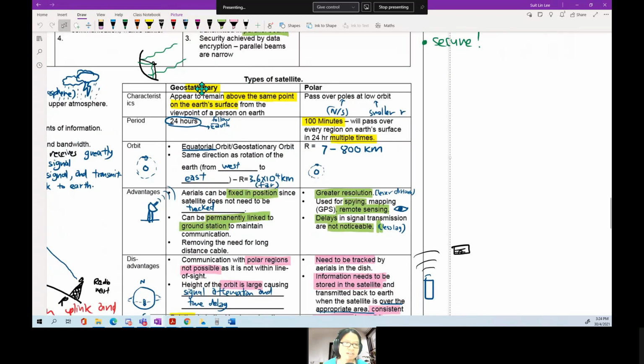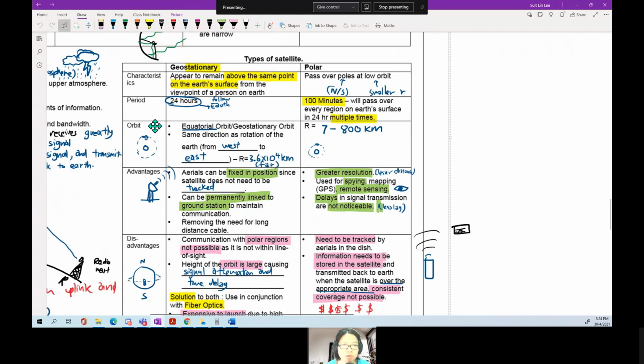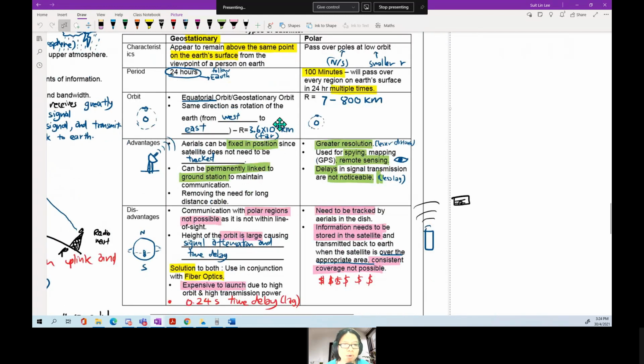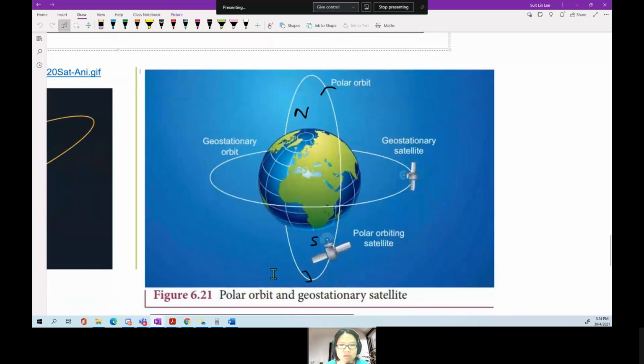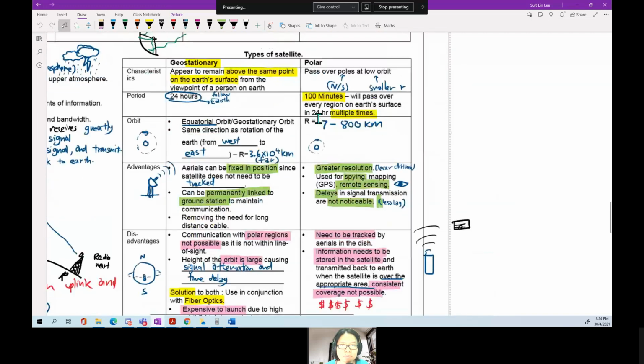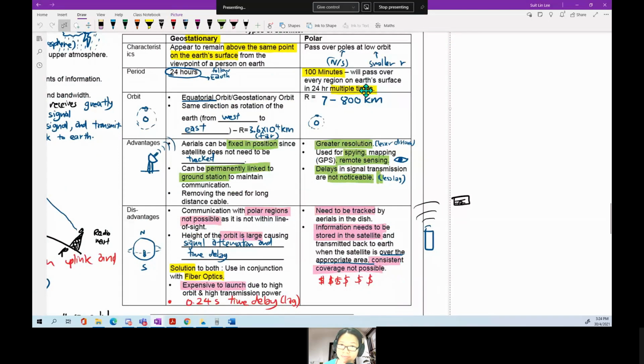These are all the facts they will ask, like the different types of satellite. There's geostationary and polar. Geostationary satellites are the main ones that we use because they always appear above the same point. So that's why it is 24 hours. It orbits from west to east and it's very far away. Compared to the polar one, which you can remote control, meaning the satellite can be anywhere. It passes over this orbit here. It is about 100 minutes because it doesn't always have to be on the same spot, and it can travel over every region on the Earth multiple times. And the radius is small.